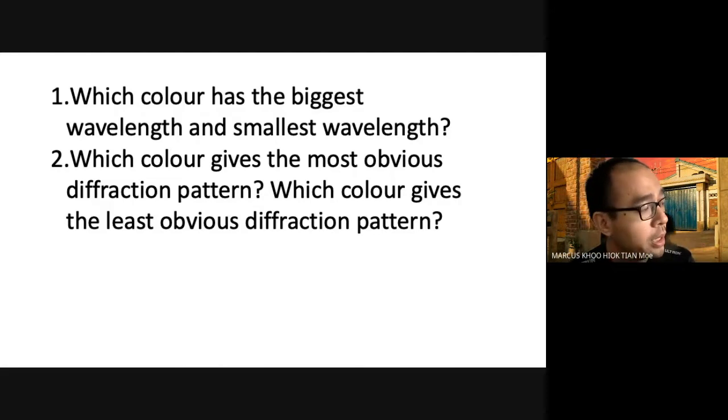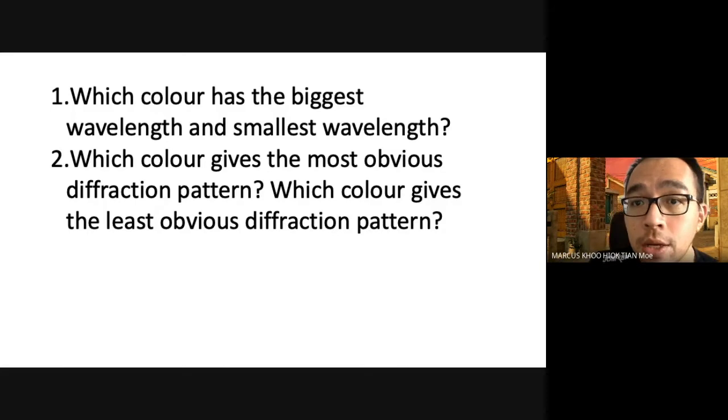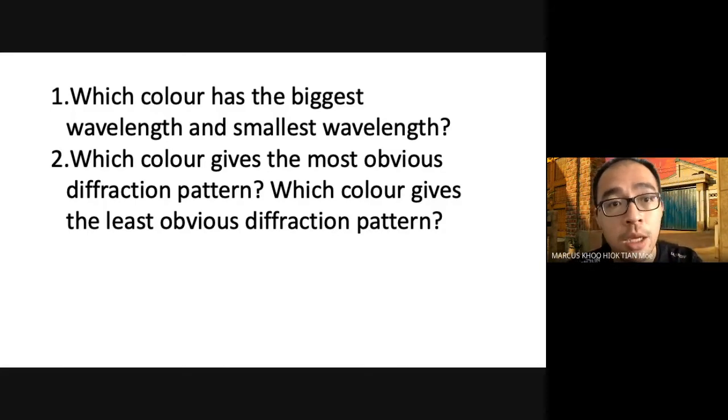The one in your module is page 150, activity 4. So do all the questions in page 150, activity 4, plus these two questions. Jot down and tell me which color has the biggest and the smallest wavelength. And secondly, which color gives a more obvious diffraction pattern. More obvious pattern means what you will see is more separated. I will show you in a little while. Which color gives out the most obvious diffraction pattern and which color gives out the least obvious diffraction pattern.